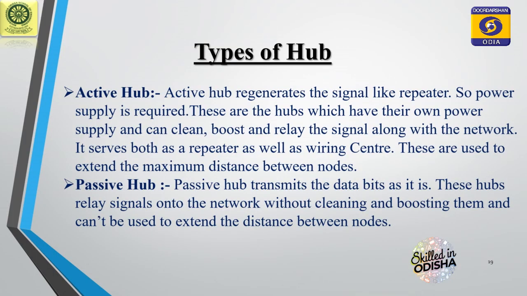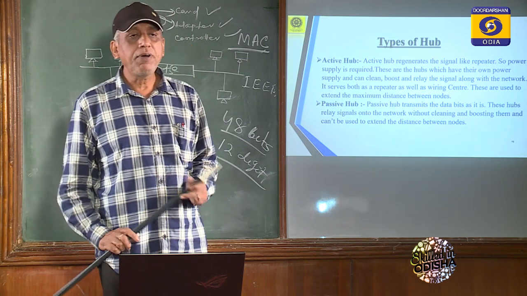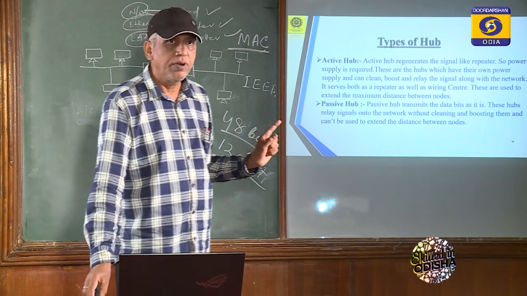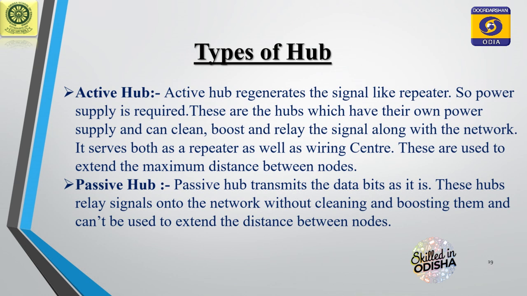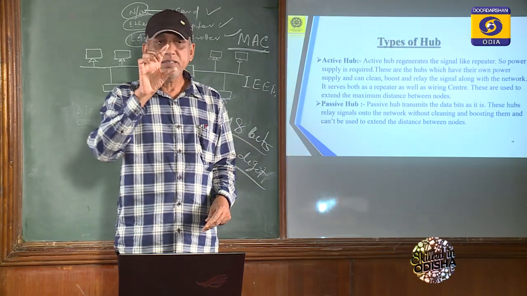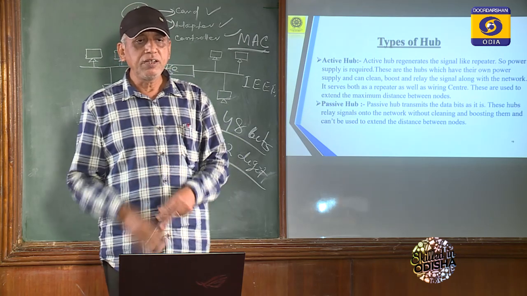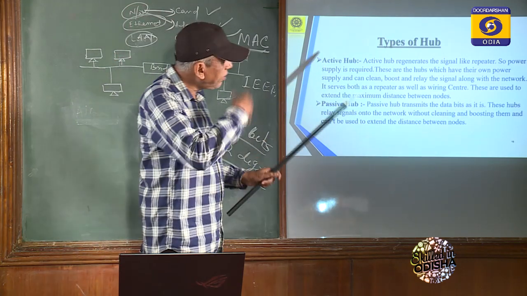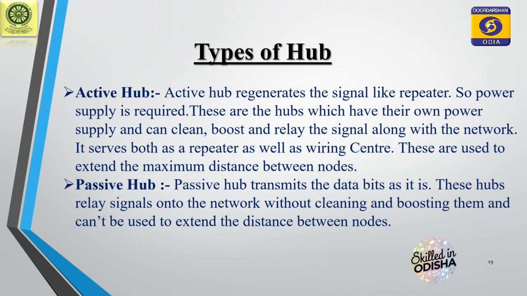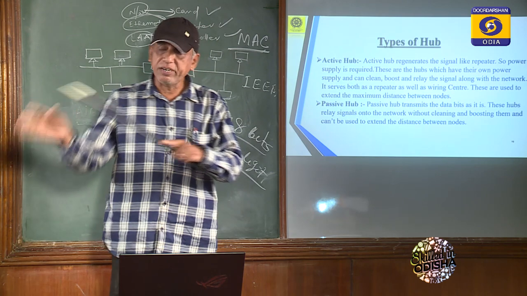The types of hub: basically 2 types of hubs are there, one is the active hub and another is the passive hub. An active hub regenerates the signals. If the strength of a signal is reduced during transmission, the active hub regenerates it and transmits it again. But in the case of a passive hub, that is impossible. The data signal is transferred as it is.